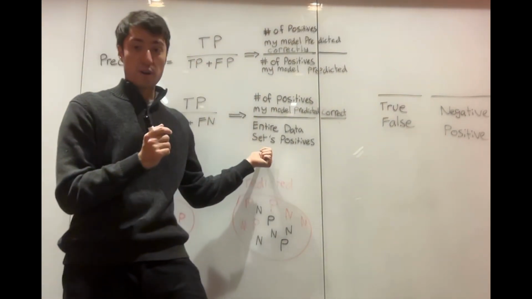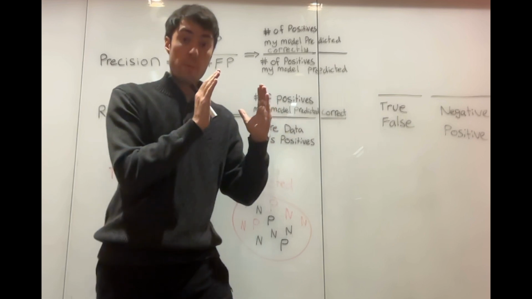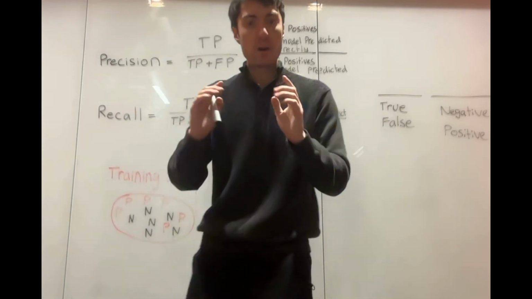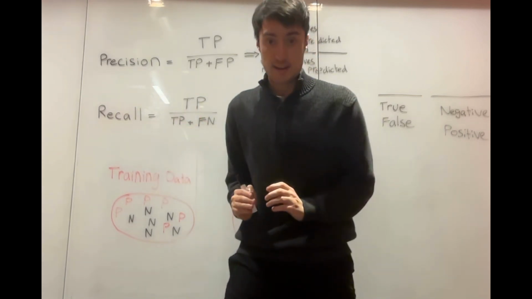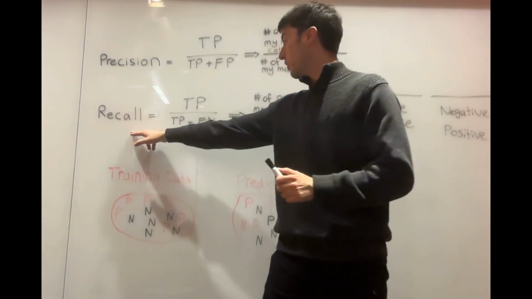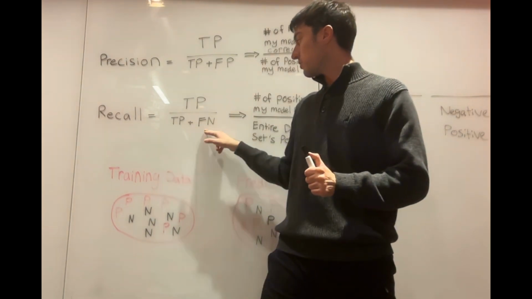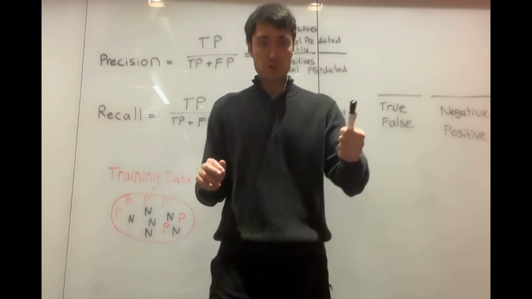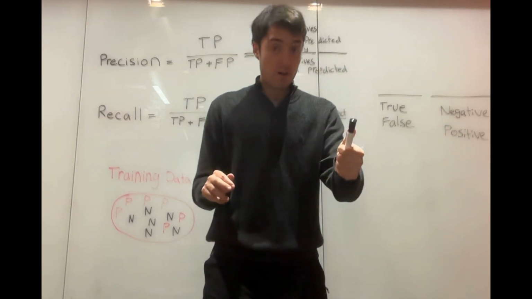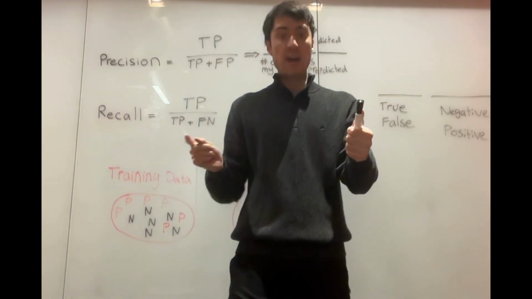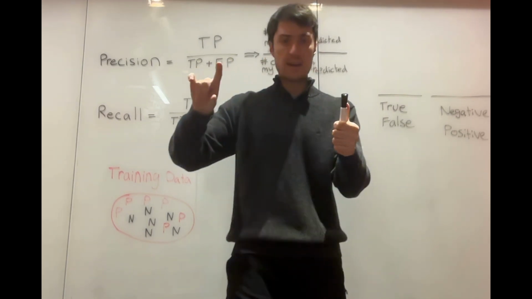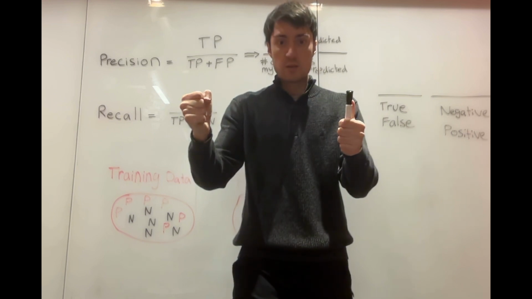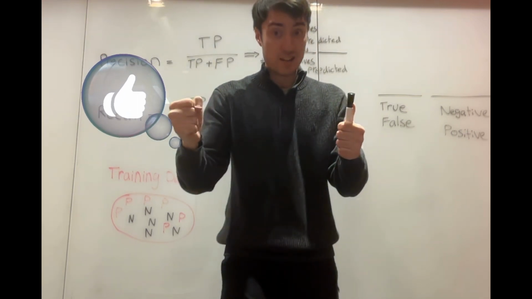Recall is slightly different. We're not looking at what my model said, how many my model said had cancer. We want to know how many actually had cancer. Okay? Recall is true positive plus false negative. True positive means that they actually had cancer and our model accurately predicted it. And then false negative is kind of the inverse. It says that they actually had it, but our model predicted incorrectly.